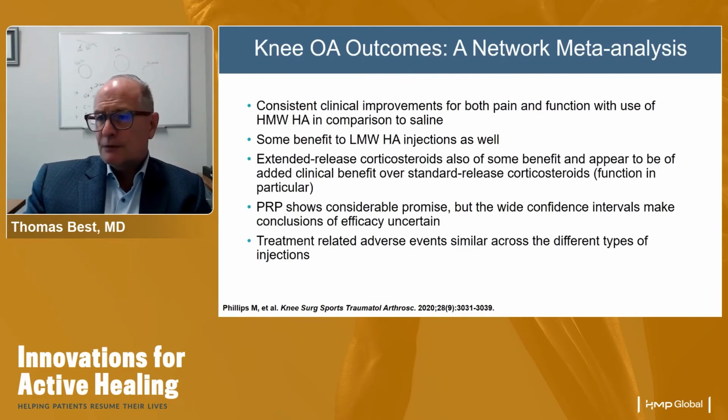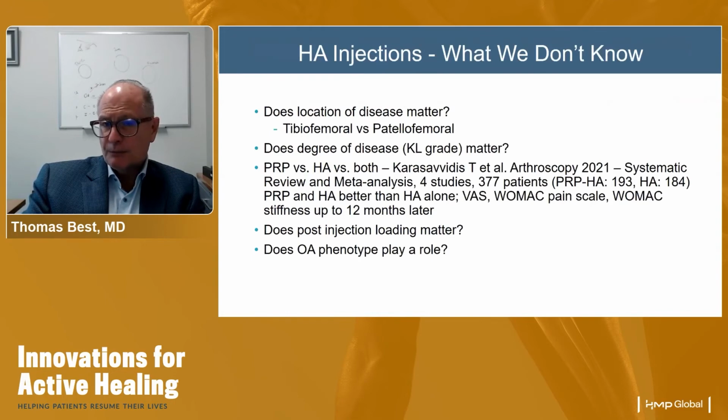So the take-home message from this, what's referred to as network meta-analysis, is that there are consistent clinical improvements for both pain and function with the use of high molecular weight HA injections in comparison to saline. There's some benefit to the low molecular weight HA injections. Extended release corticosteroids appear to have some benefit, at least in terms of pain management. PRP shows promise, but the wide confidence intervals make these conclusions uncertain at this point, and the treatment-related adverse events across the different types of injections are similar.